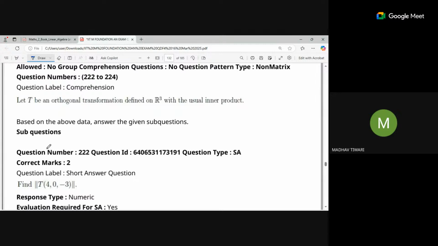Here we are given T to be an orthogonal transformation with the usual inner product. T is some orthogonal transformation. What is an orthogonal transformation? If I do the dot product of Tu and Tv, with the usual inner product meaning dot product, it should be equal to u dot v. Otherwise we will use the manually defined inner product. Now I have to find the norm of this.